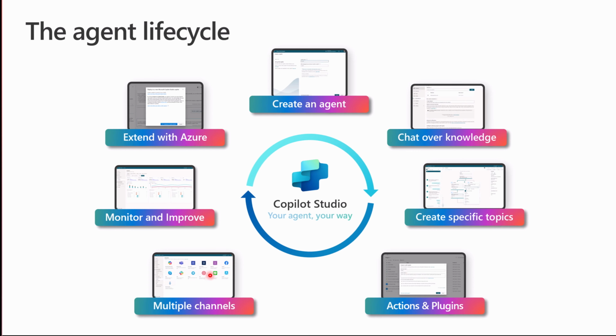With Copilot Studio, you can deploy your agent across multiple channels like Microsoft Teams, Slack, web apps, and much more, ensuring your users can interact with it wherever they are. Once your agent goes live, to keep it effective, that's where monitor and improve comes in. Using detailed analytics and feedback, you can identify areas for improvement and fine-tune your agent for maximum efficiency.